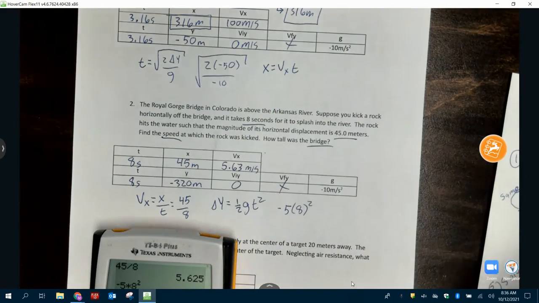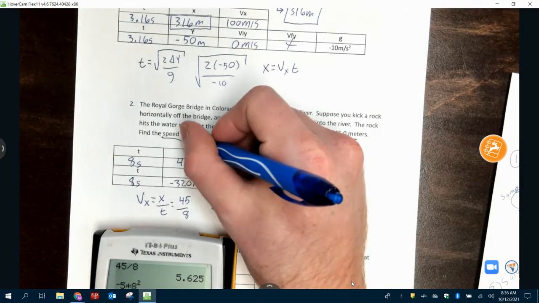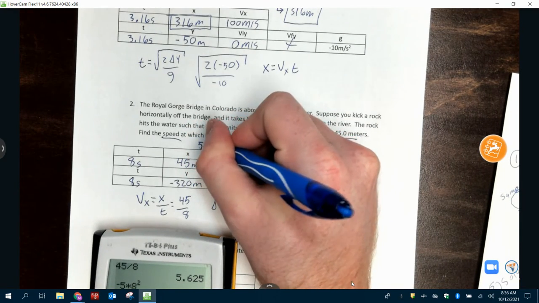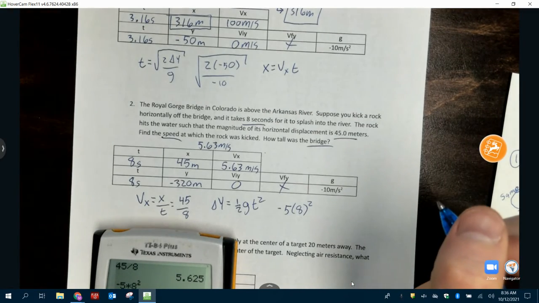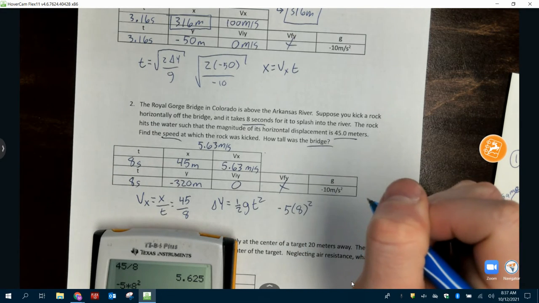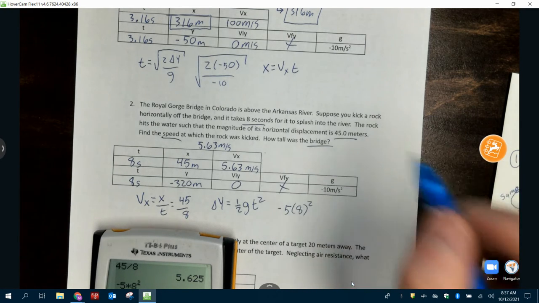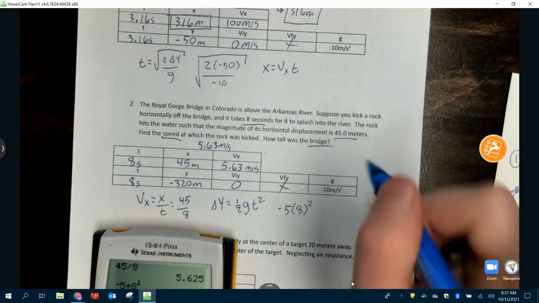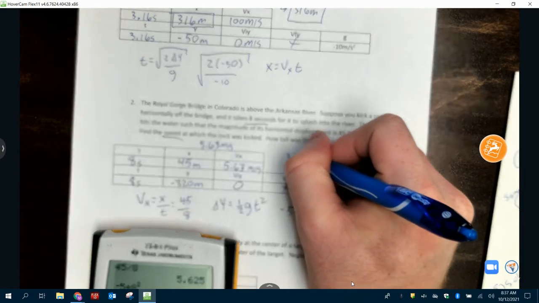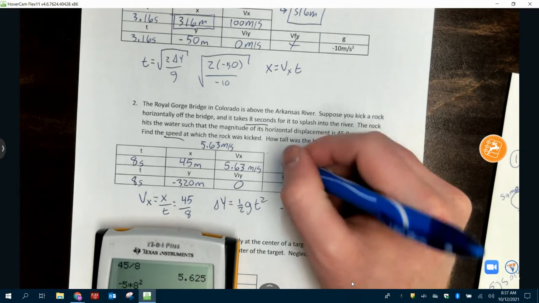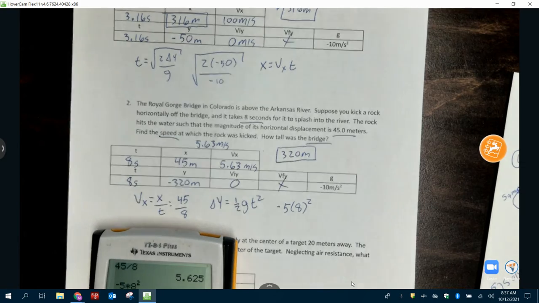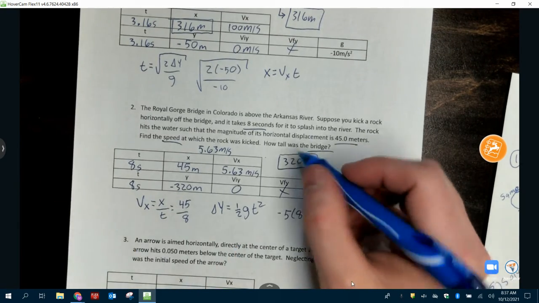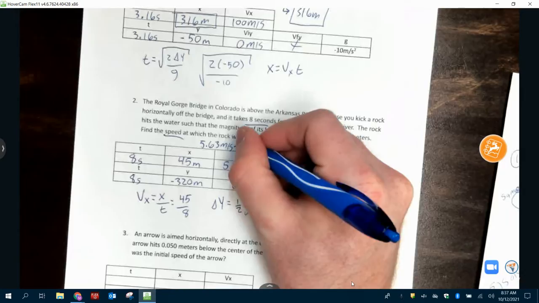What's the speed at which the rock was kicked? 5.63. If it ever says speed or how fast, that's the only one we're given. And how tall is the bridge? Is it negative or positive? We're talking height of a bridge. Positive. We note that the rock fell down 320 or negative 320 meters, which means the bridge must have been 320 meters tall. So that's the answer to this one.